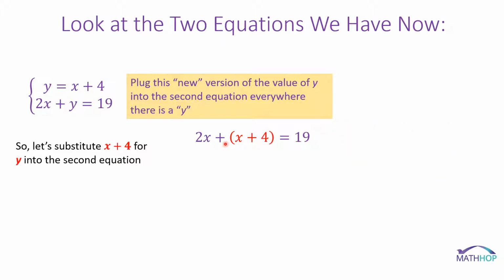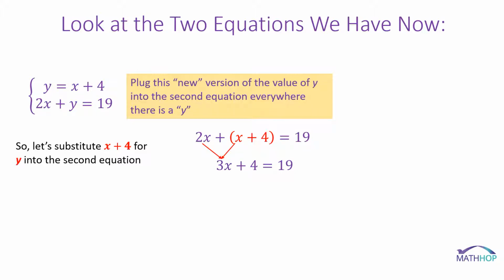Okay, there's nothing that you have to distribute. Remember, when we're substituting in, we always put the expression in parentheses and make sure we distribute if we have to, but there is nothing we have to distribute simply because nothing was multiplied by y. So we're going to combine like terms. 2x plus x equals 3x, and then we'll just bring down the 4. So we get 3x plus 4 equals 19.